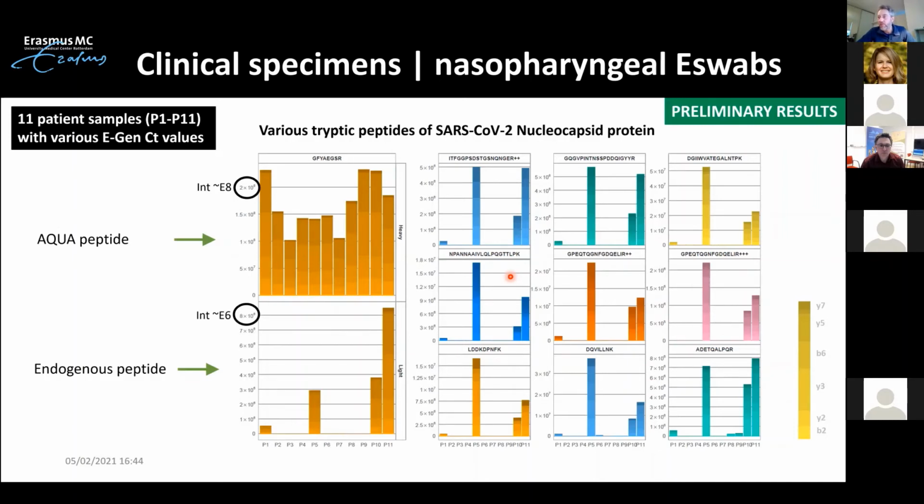So we tested swabs with various e-gen CT values using the same PRM assay for several target peptides. And the result for tryptic peptide GFY here of nucleocapsid is given in the left panel here. So the upper panel displays the aqua peptide intensity, so the spike in, and the lower panel, the endogenous peptide signals for the 11 patient samples that we measured. And these are on the right here, several other peptides showing the same picture, huge signal in samples 5, 10, 11, and virtually no signal in some of the others.